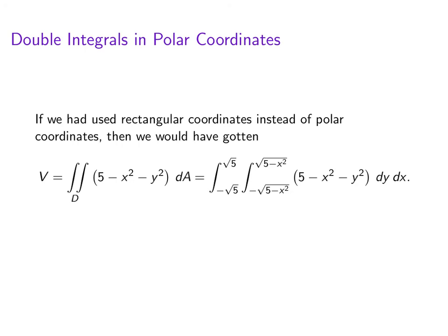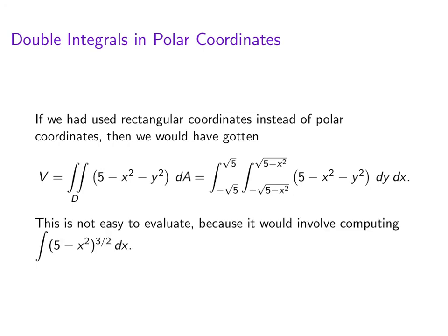If we had tried to use rectangular coordinates instead of polar coordinates, then this is what the integral would look like. And it'd be pretty messy to try to deal with this. In fact, you would end up having to compute something like the integral of 5 minus x squared to the 3/2 power. And while that's doable, it's really messy.